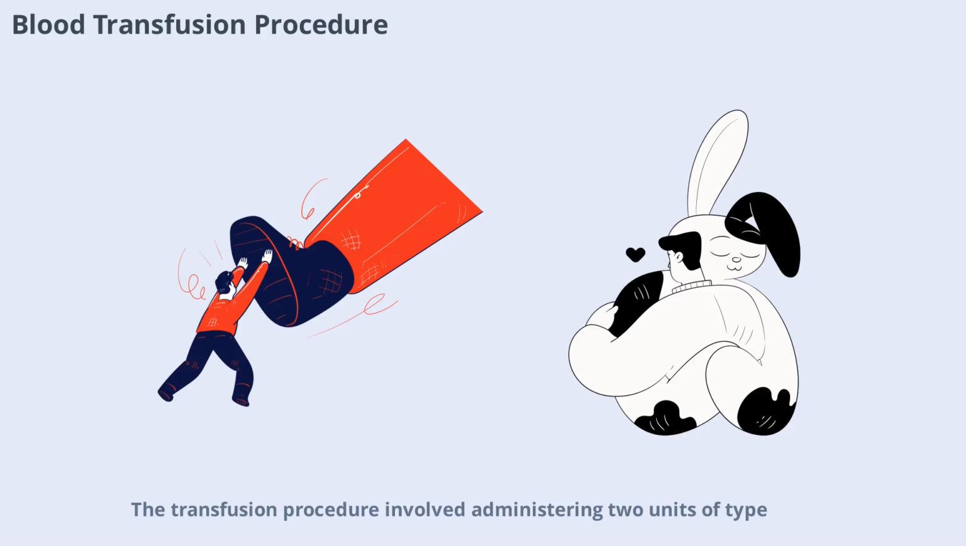The transfusion procedure involved administering 2 units of type O washed red blood cells and apheresis platelets. Throughout the process, the patient's vital signs remained stable, and there were no adverse reactions.